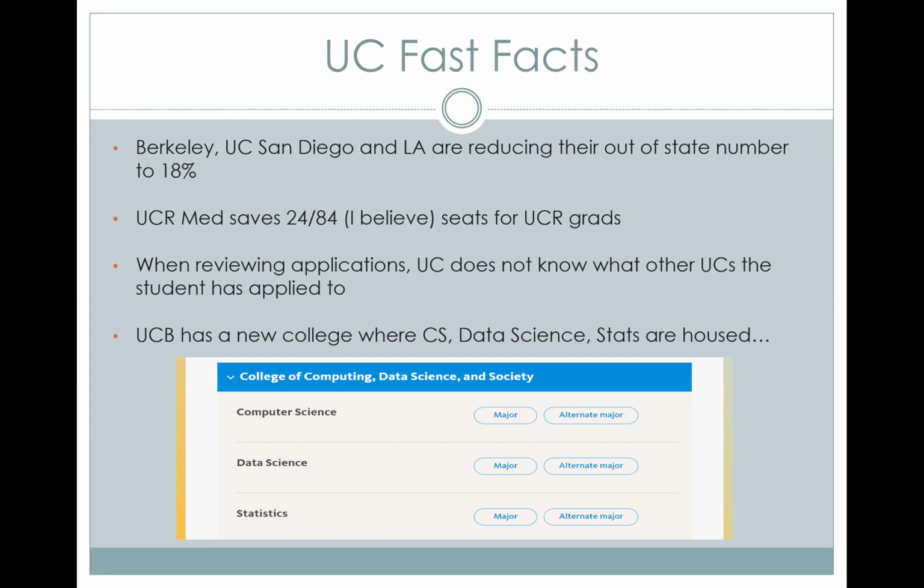So if you're at a school, which I don't think anybody is, that caps the number of schools that you apply to, still apply to all 9 UCs or whatever you want to. It's usually top 6, top 7, or all 9.